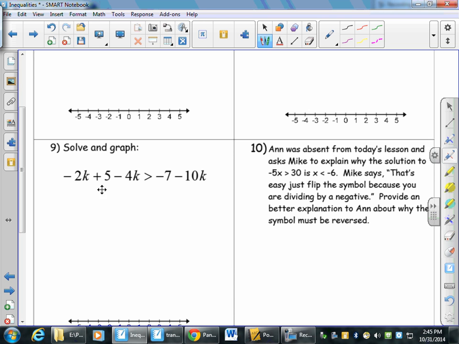So we'll start this one together. There's some like terms here on the left side that would combine to negative 6k. So negative 6k plus 5 is greater than negative 7 minus 10k. Now there are certain strategies here that will not require you to have to reverse the symbol. If you are adding to both sides, think closely or choose wisely in which variables and which terms you're going to move.